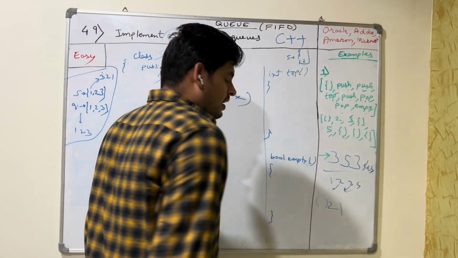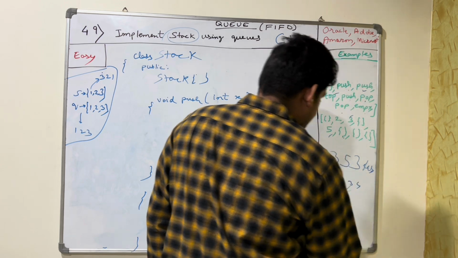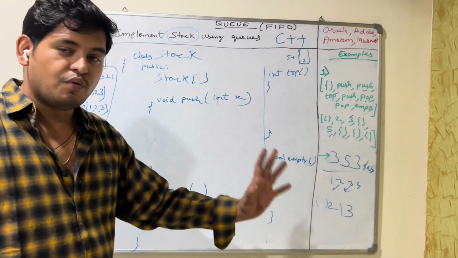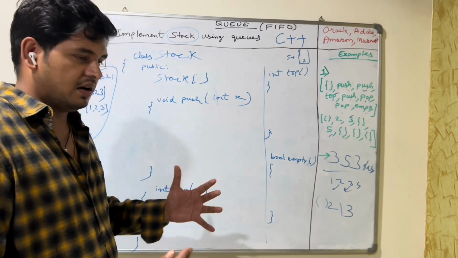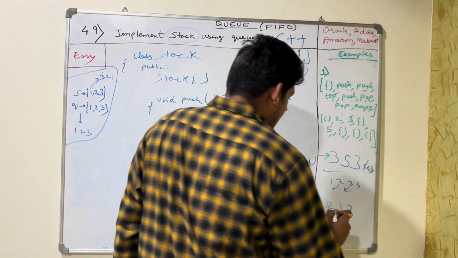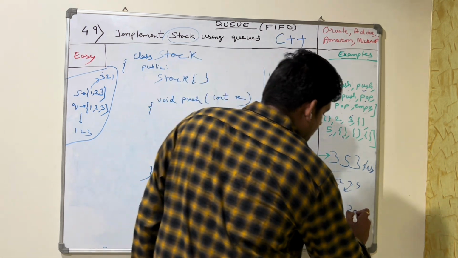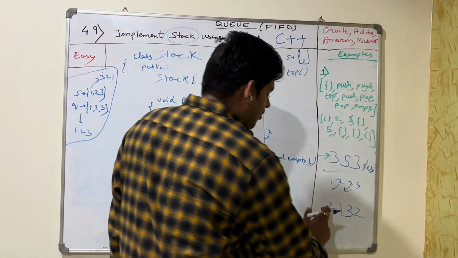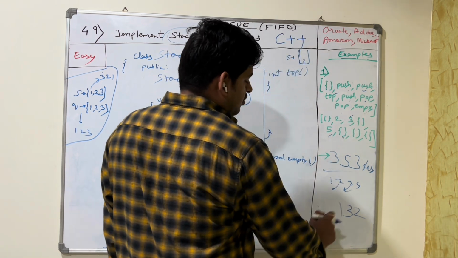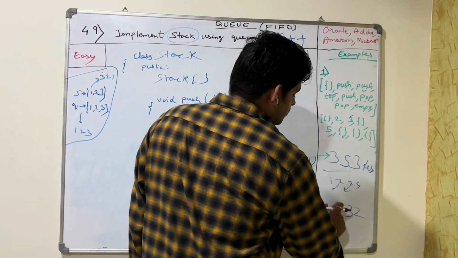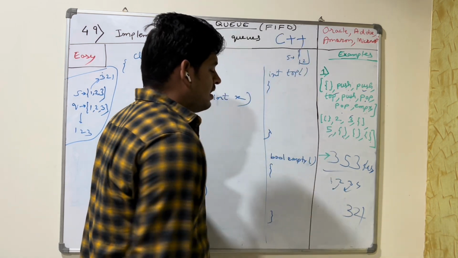Okay, I push 3 to the queue. Now I have 2, 1, 3 in the queue. Since the size of the queue is greater than 1, what do I do? What is there in the top? 2 is there. I'll push 2 into the queue and I'll pop out 2. What is there in the top? 1. I'll push 1 into the queue and then I'll pop out 1.